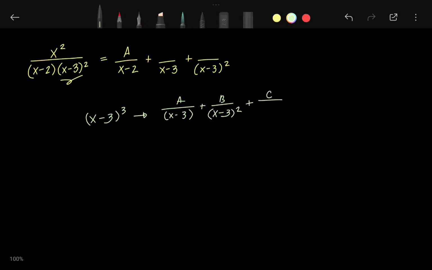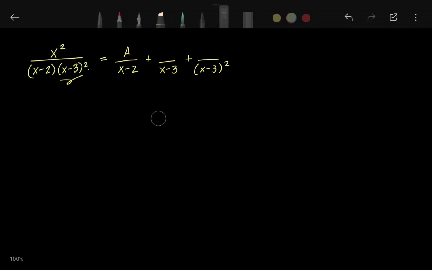And then up to the cube. See? Squared, cube. If it is only squared, it goes up to 1 and then squared. This is our new rule regarding this method. Okay, and then it's the same, B and C only. So this is a bit new, right?